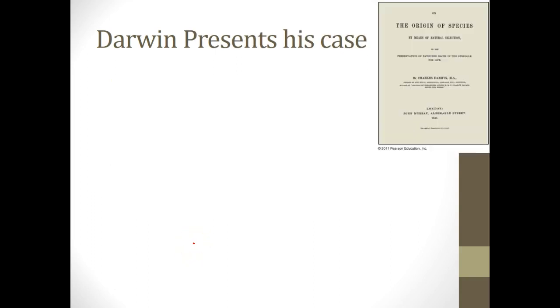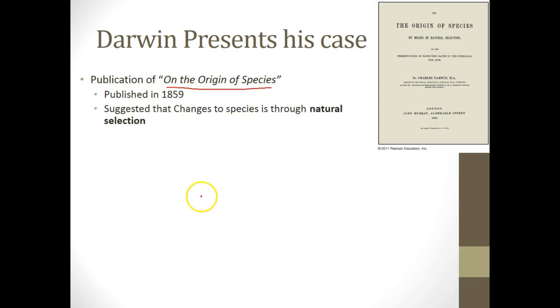And so as Darwin presents his case to the people of his time in the publicized version of The Origin of Species, a book that he wrote, published in 1859, he suggested that changes to species happen through natural selection, meaning organisms change over time based on inherited characteristics. Inherited variation and artificial selection are key to the evolution of species.